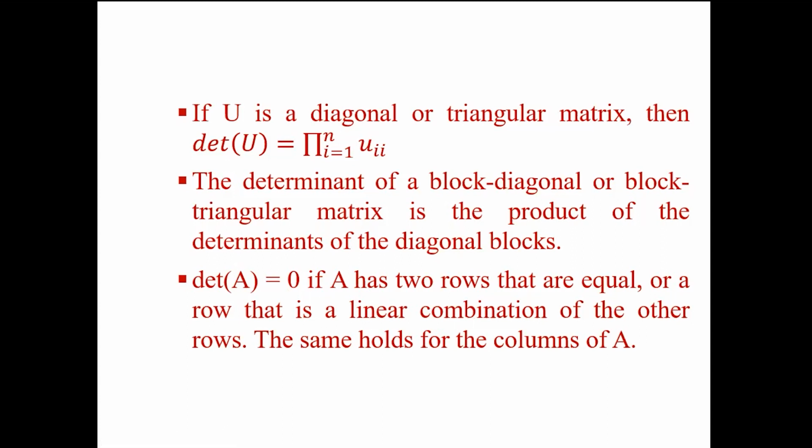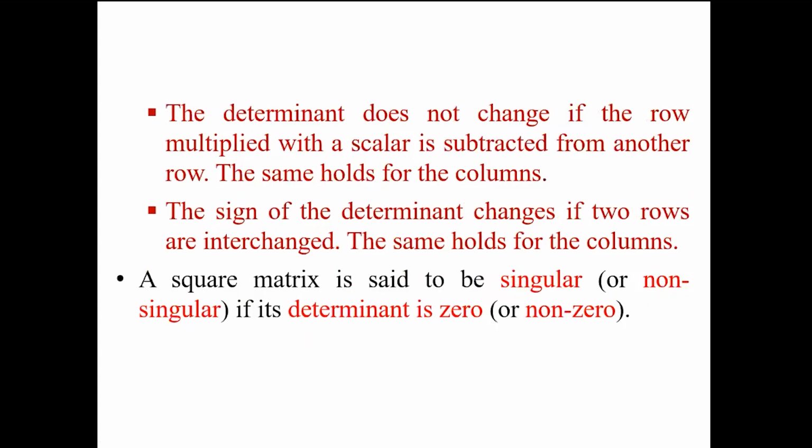The same also holds for columns. If we have columns that are also linearly dependent, the determinant will always be 0. We also know that the determinant does not change if a row is multiplied by a scalar and that is subtracted from another row.